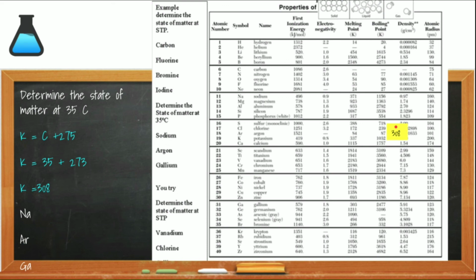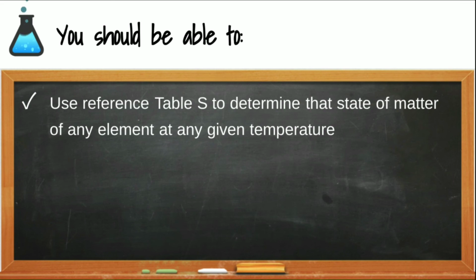Lastly, let's look at gallium. Gallium is really interesting because at STP, gallium is actually a solid. But at 308 degrees Kelvin, that number falls between its melting point and its boiling point. So at this temperature, 35 degrees Celsius, gallium is a liquid. So by now, you should be able to use reference table S to determine the state of matter of any element at any given temperature.